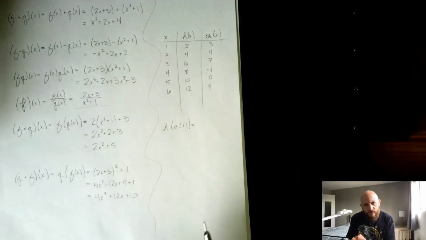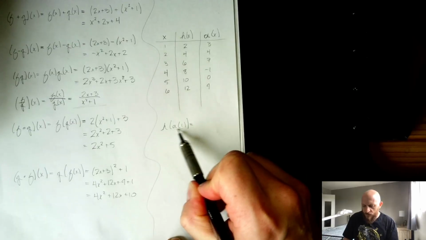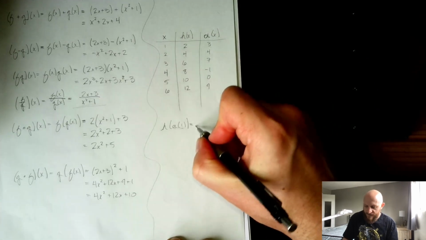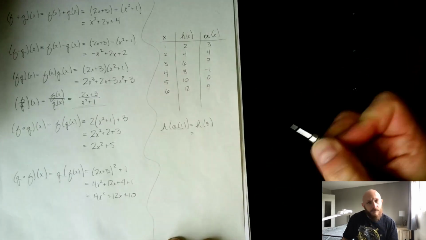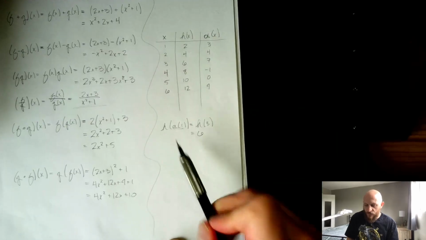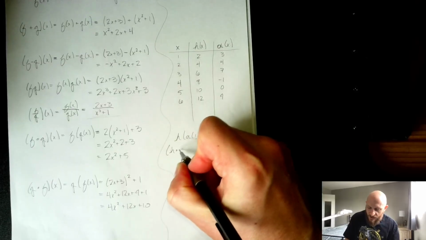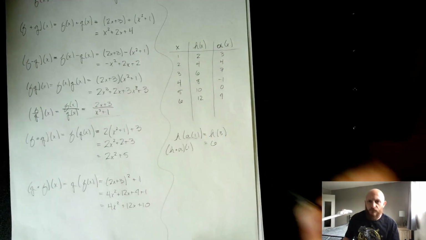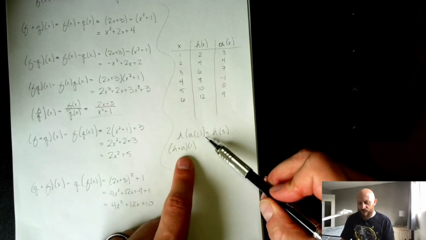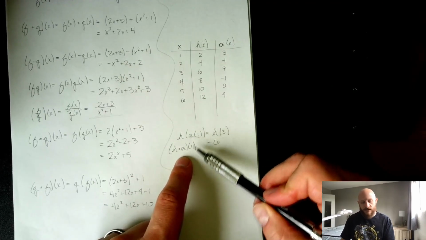So what we have to do is work from the inside out. For h of alpha of 1, first we need to determine what alpha of 1 is. Well, alpha of 1 is 3. So this is the same as h of 3. What is h of 3? h of 3 is 6. So h of alpha of 1 is 6. By the way, this could also be written as h composed with alpha of 1. These are the exact same things, just like we did over here. It's just written differently.